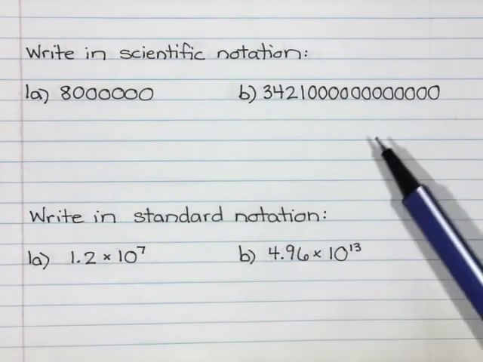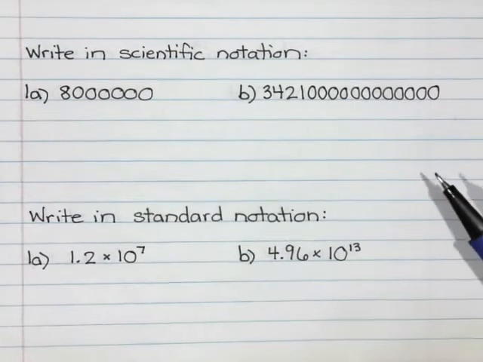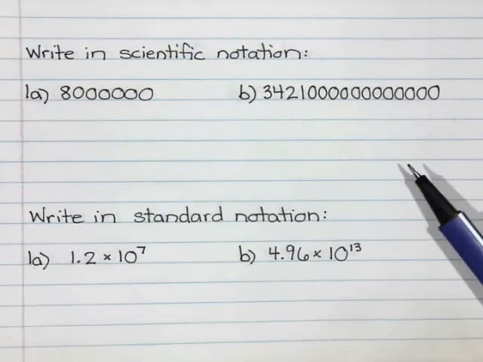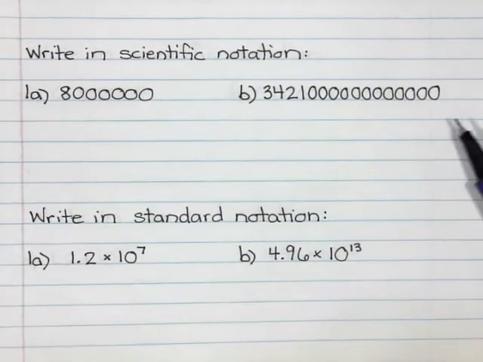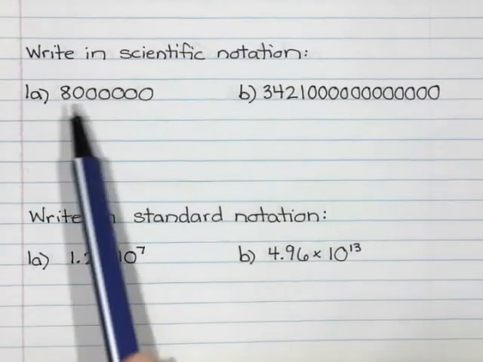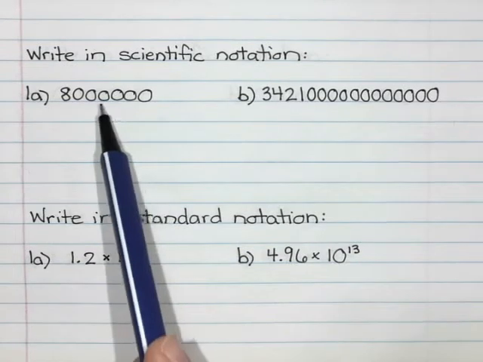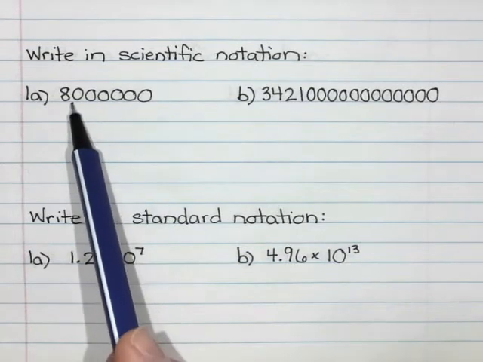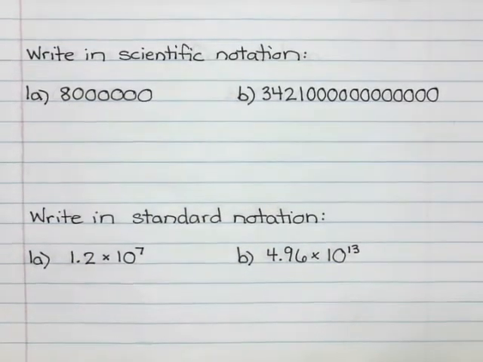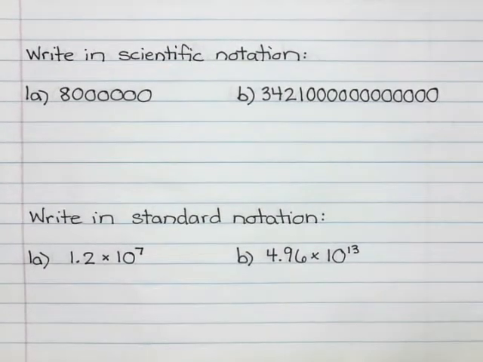We're going to continue with some examples about scientific notation, and if you aren't sure how scientific notation works, you should go back and watch the previous video. So our question here says write in scientific notation. The first number I have here is 8 million. So it's an 8 with 6 zeros. And I want to try to write that in scientific notation.